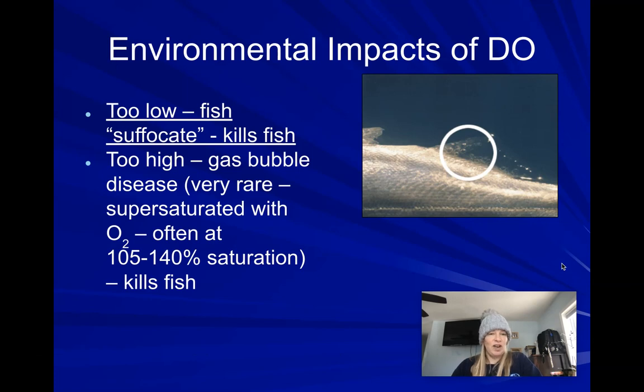Too high is very, very rare. It's called gas bubble disease. Basically, don't worry about it. That's what this image is showing, bubbling out in the gills, and then the fish basically can't get the oxygen because they're not getting that transfer of oxygen. But don't even worry about that. The concern is really if dissolved oxygen gets too low, it can kill fish.